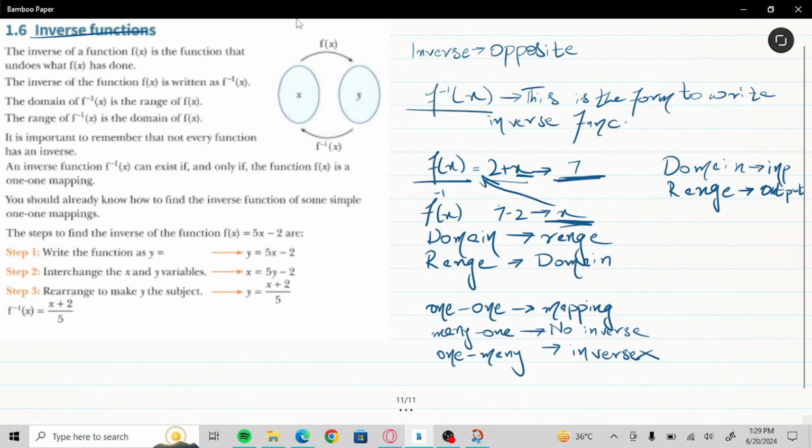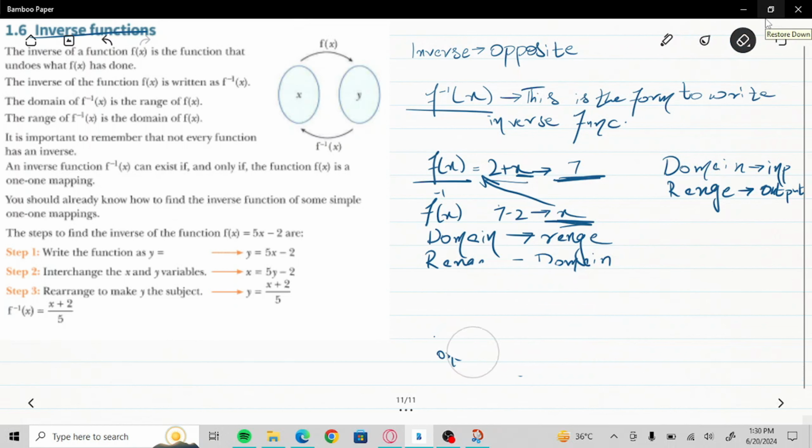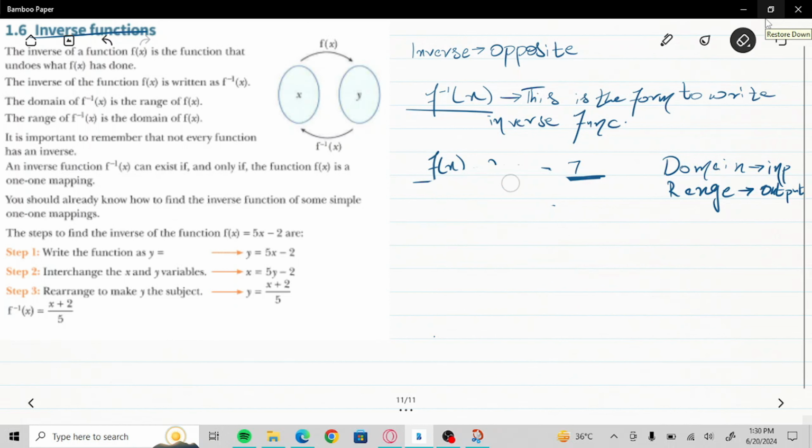And similarly, if you give one value and get two outputs, that means again our function cannot be an inverse. One input, you get two outputs. This is not an inverse function. Okay, clarified concepts.